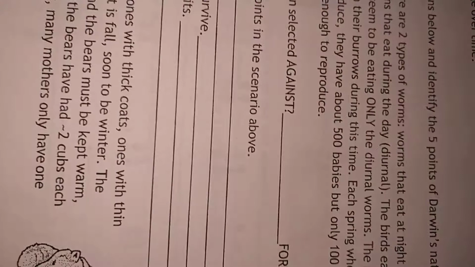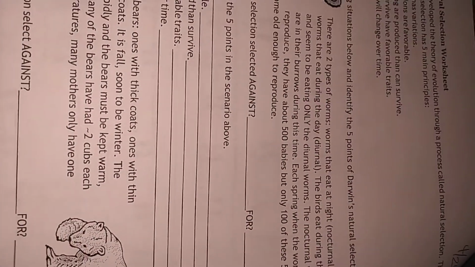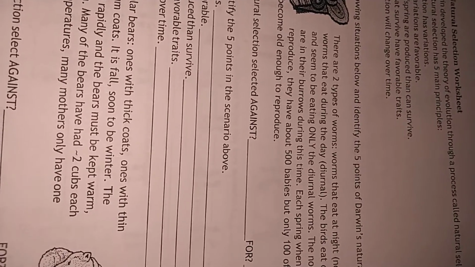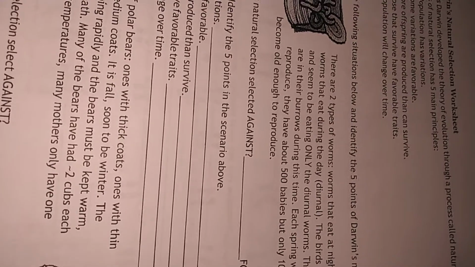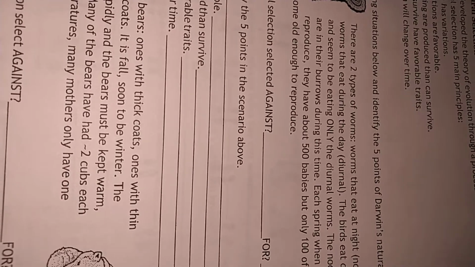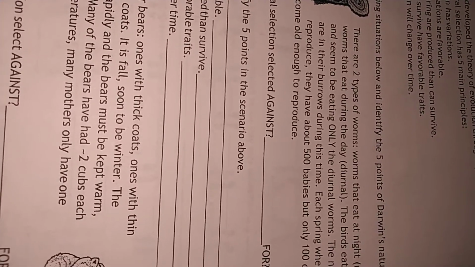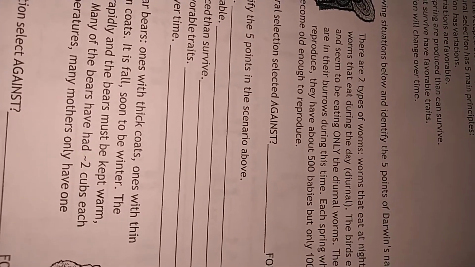Okay, so we're going to read the following situation, and we're going to identify the 5 points of Darwin's natural selection in this situation. It says there are 2 types of worms. Worms that eat at night, nocturnal worms, and worms that eat during the day, or diurnal. Birds eat during the day and seem to be eating only the diurnal worms. The nocturnal worms are in their burrows during this time. Each spring, when the worms reproduce, they have about 500 babies. But only 100 of these 500 ever become old enough to reproduce.